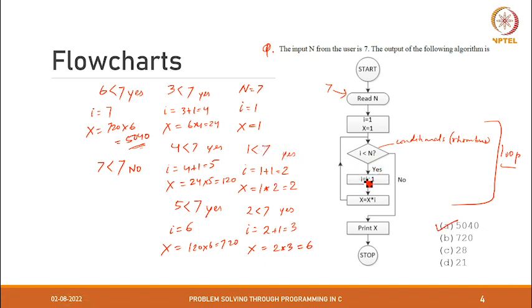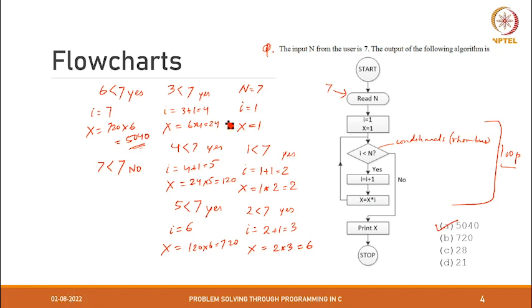So if it goes down the yes route, what will happen? i's value will increase by 1. See, i is equal to i plus 1. So I'm writing i, that is 1, plus 1. That means it will become 2. The value will increase by 1. And the value of x will multiply by i.